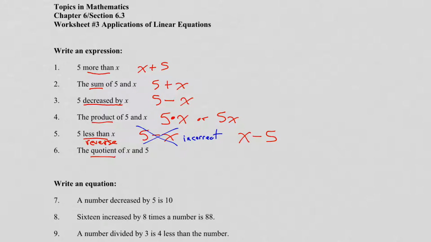The quotient is division, so we're going to use a fraction bar. So the quotient of x and 5, instead of x divided by 5. This one's used more for solving equations and things like that.